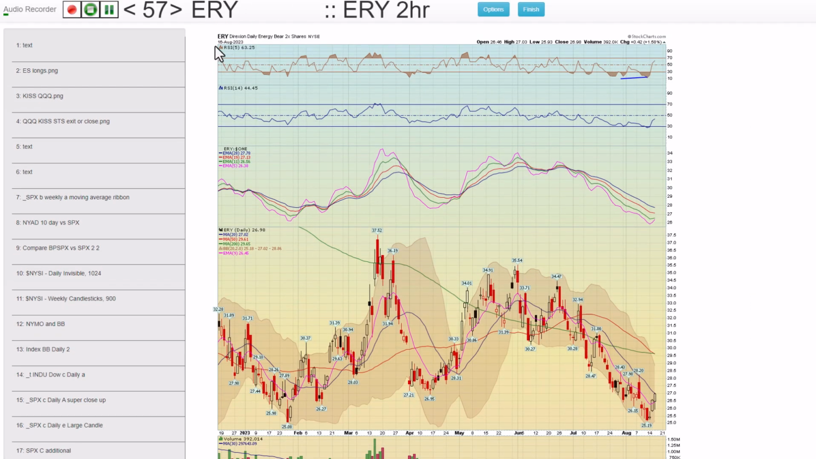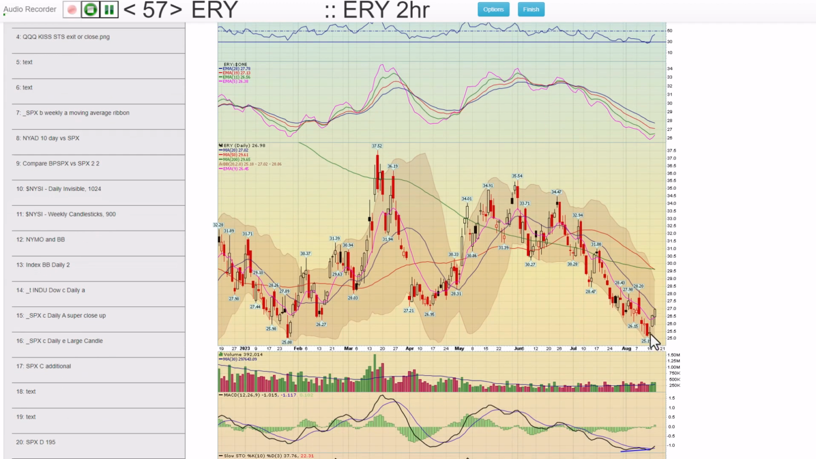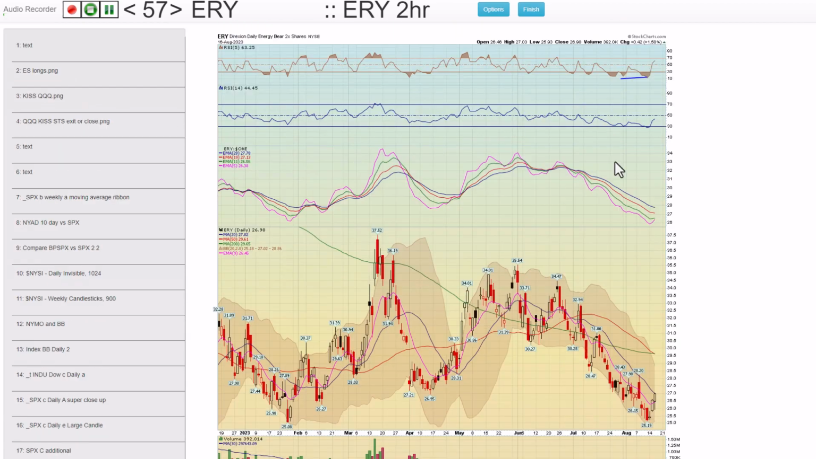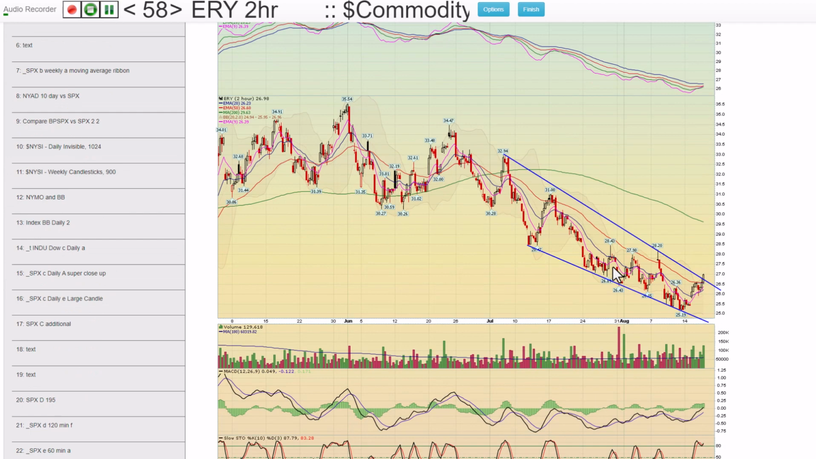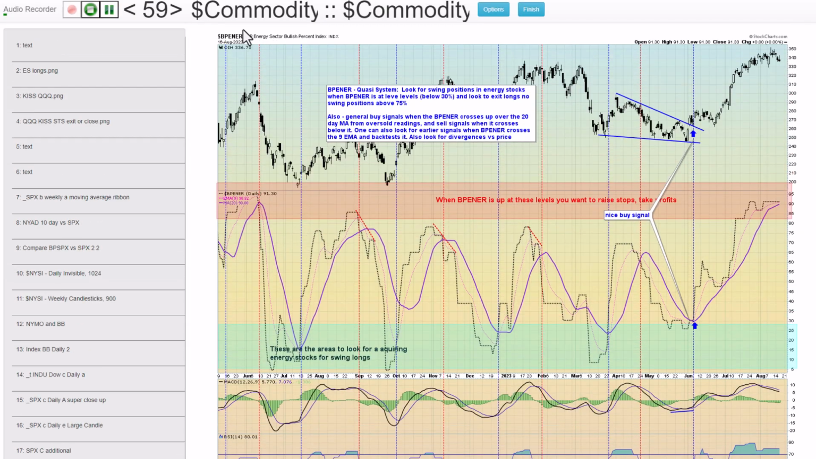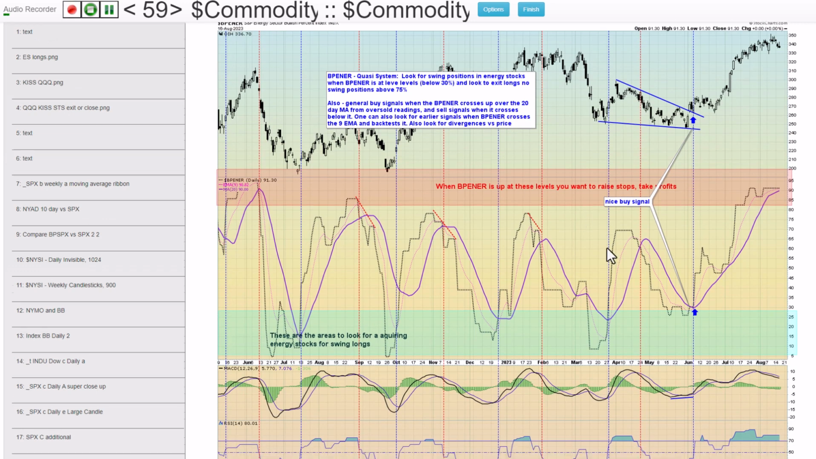Chart 57, here's ERY. That's the double inverse ETF for energy. Way to play a pullback there, and you can see it's bounced nicely. You had a nice MACD divergence there. Next, chart 58, here's the 2-hour view. Nice move.